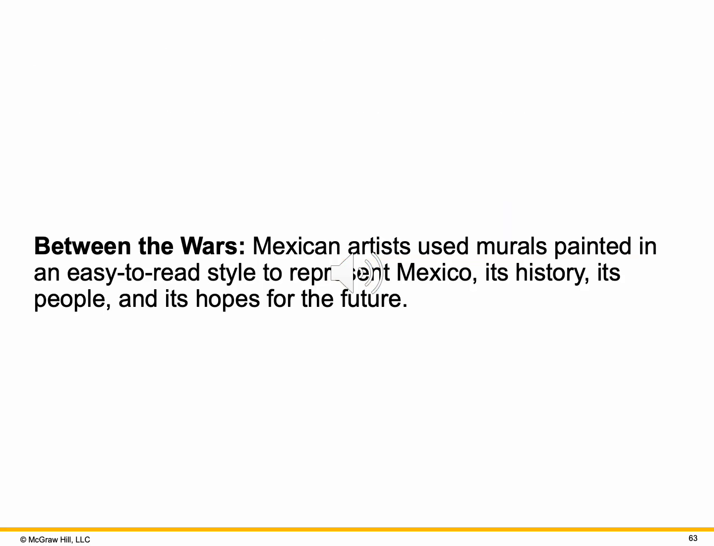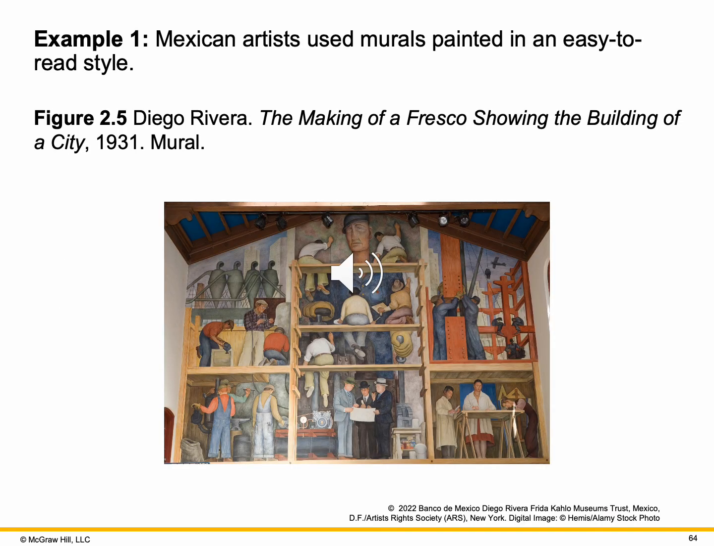Between the wars, Mexican artists used murals painted in an easy-to-read style to represent Mexico, its history, its people, and its hopes for the future. Before the Mexican Revolution, Rivera had been living in Paris and painting in a Cubist style. On his return to Mexico, he developed a more accessible approach for his murals, and he stayed with it for the rest of his career. With several large mural projects on Mexican government buildings, Rivera came to represent the Mexican muralist movement, combining history, a celebration of indigenous life, and his own socialist politics.